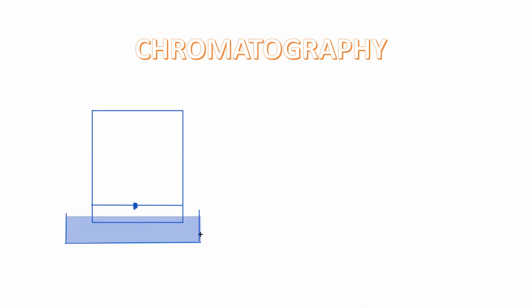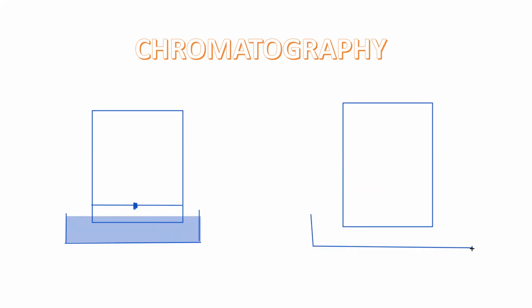This is first what we do. The solvent level should be below the origin. Then when we leave it for some time, the substances which were there in the sample will rise above the origin, and the sample will not be there because the substances rise. So as they rise, the spots, for example, we have three different spots.